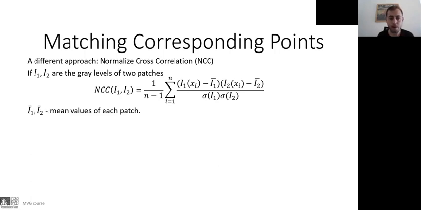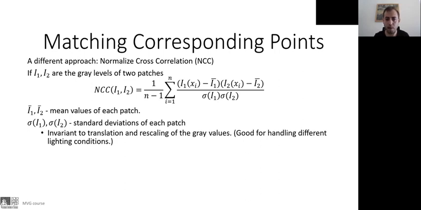So I1 bar and I2 bar are the mean values of each patch, and sigma I1, sigma I2 are the standard deviations of the patches. The importance of this metric is that it's invariant to translation and rescaling of gray values, which helps handle different lighting effects. So usually it's better than SAD for handling lighting effects between two images and gives better correspondences. That's normalized cross-correlation.